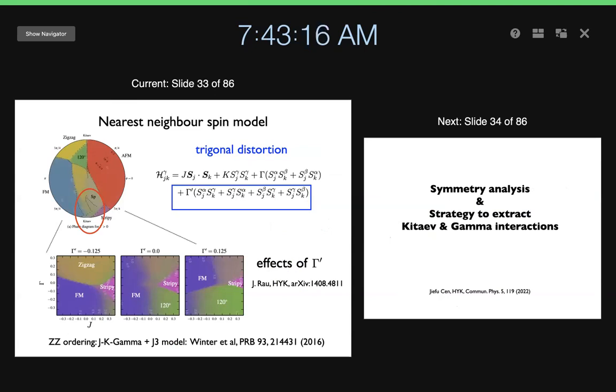this trigonal distortion, which plays a very important role. I'm going to cover up here. If I just stay on the nearest neighbor models, in this case, I have another interaction called trigonal distortion, and that generates another bond-dependent interaction, which is called gamma prime. And remember that I had a 0,0 in the T2g tight binding, and that is not allowed by the trigonal distortion, and that generates this gamma prime.